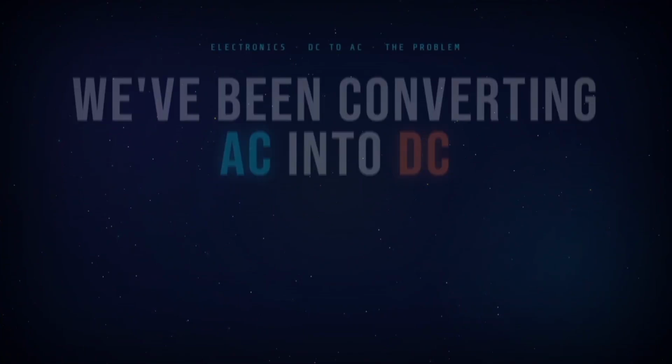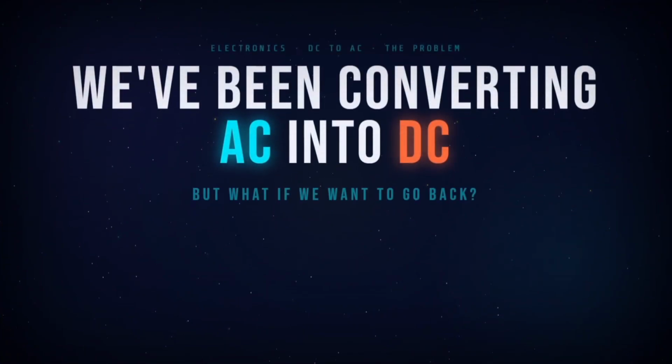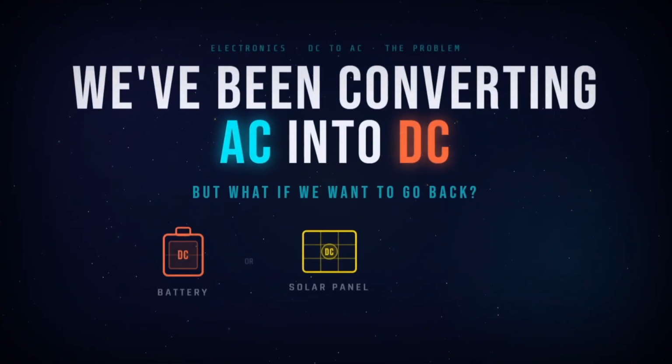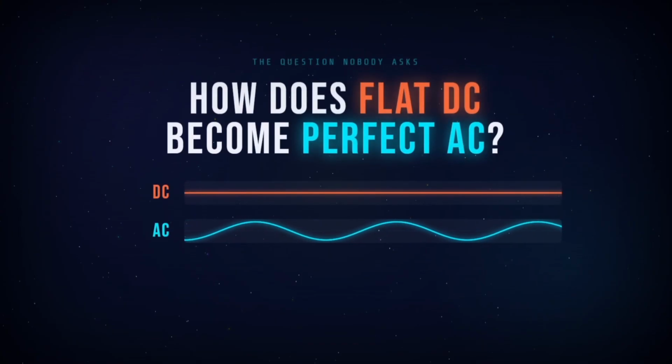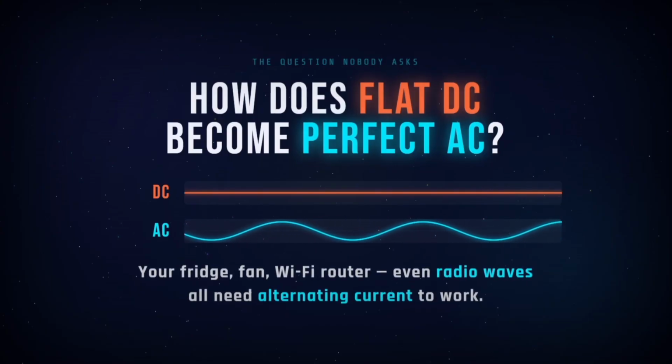So far, we've been converting AC into DC, but what if we want to create AC from DC? How can a simple battery or solar panel, which only gives rock-steady DC power, suddenly create the alternating current your fridge, fan, Wi-Fi router, and even radio waves need to work?